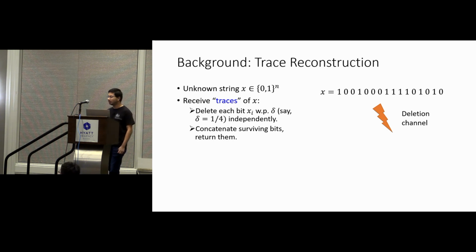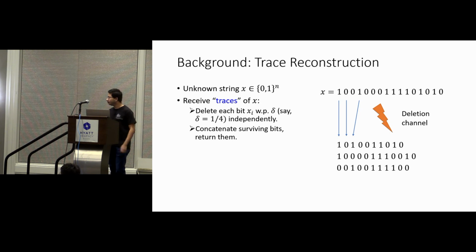So here's an example. I start with the string x, and then let's say the first bit is transmitted as it is, the second bit as well, but then the third bit is deleted, and then I get the fourth bit of the original string as the third bit in my sample. So the model is basically each bit is deleted independently with some probability delta, let's say 1/4. And the surviving bits are concatenated and returned as a sample. This is what a sample looks like, and these samples we'll call traces.